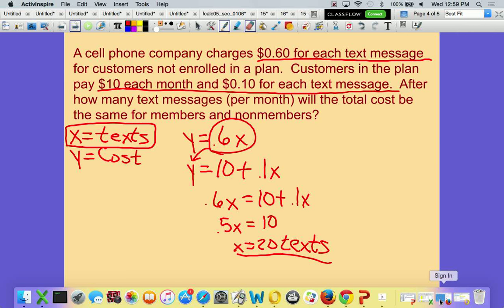So in real life, you're going to have to pay attention to this. You're going to have to find what's called the break-even point, and that's what we solved here when we solved for x equals 20. Anything below, the one plan is better. Anything above, the other plan is better.